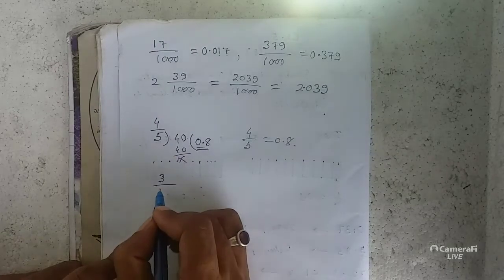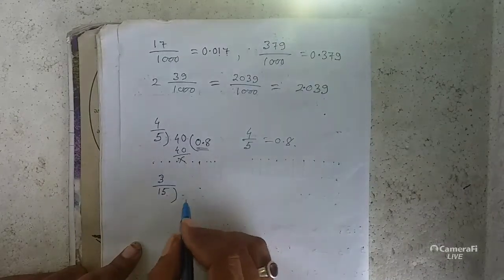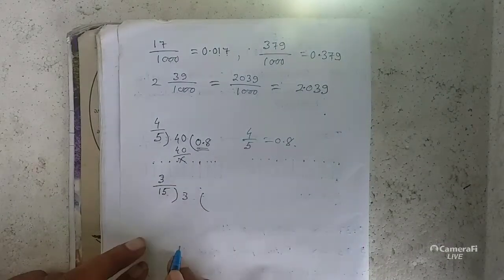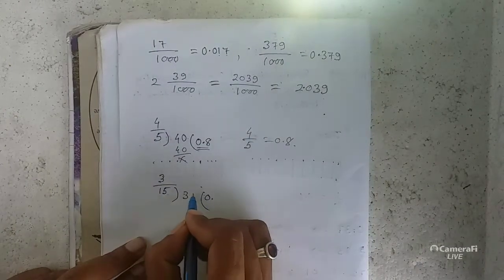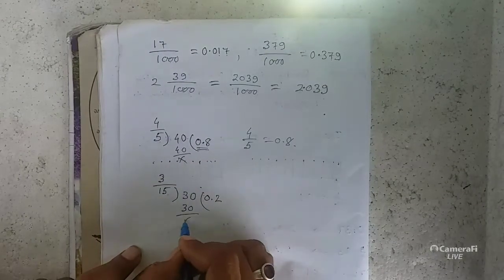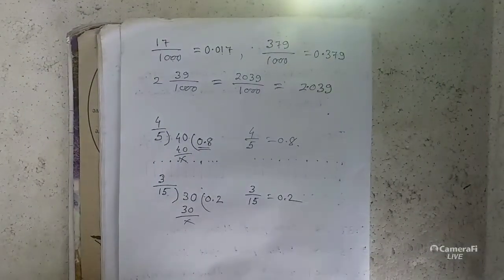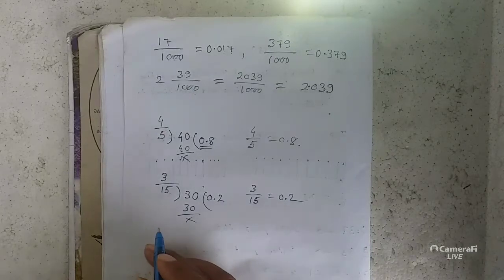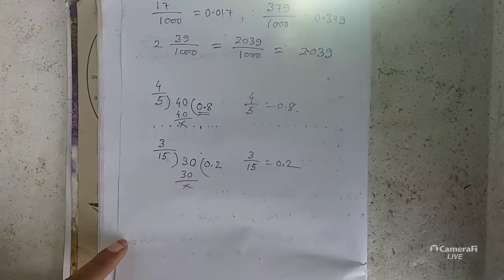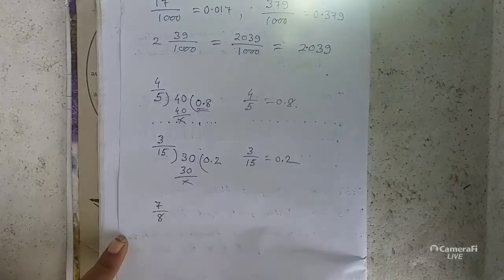Similarly, suppose the number is 3 by 15. Similarly we will divide this 3 by 15, but 3 is less than 15. So, first we will take 0 point for this decimal, we get a 0. 15 2s are 30. Division complete. So, 3 by 15 means 0.2. Let me give another example. Suppose the number is 7 by 8.